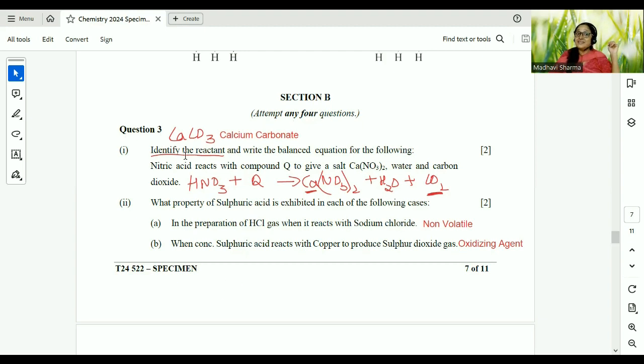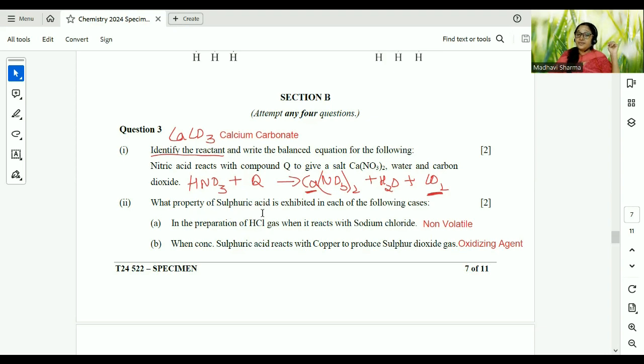Question 3, identify the reactant and write balanced equation for the following. Nitric acid reacts with compound Q to give us salt and water and carbon dioxide. So this has to be calcium with carbon dioxide. So compound Q will be calcium carbonate.